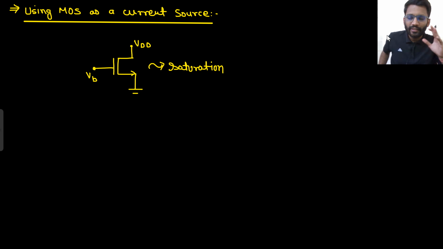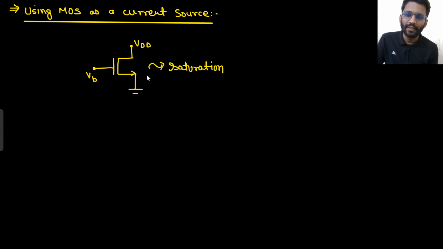Hi everyone. So in the previous video we saw MOS as a current source. When we are using MOS in the saturation region, it acts as a current source with some output impedance, right? This is what we have seen. Now what is the issue with the MOSFET when we are using it as a current source?